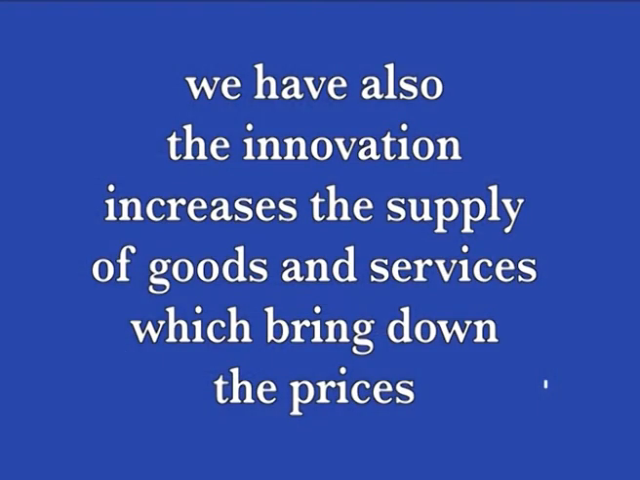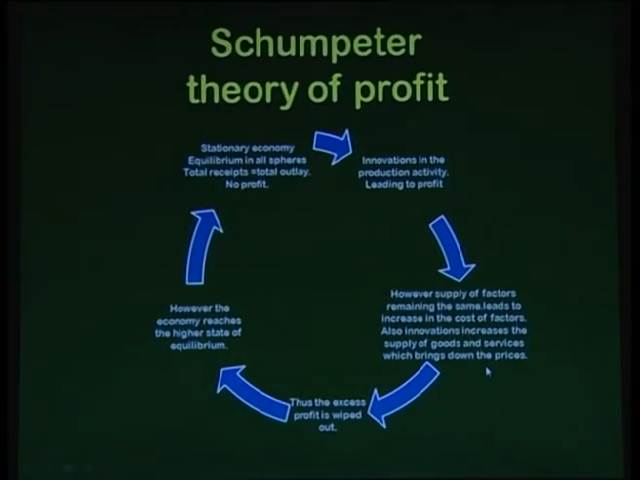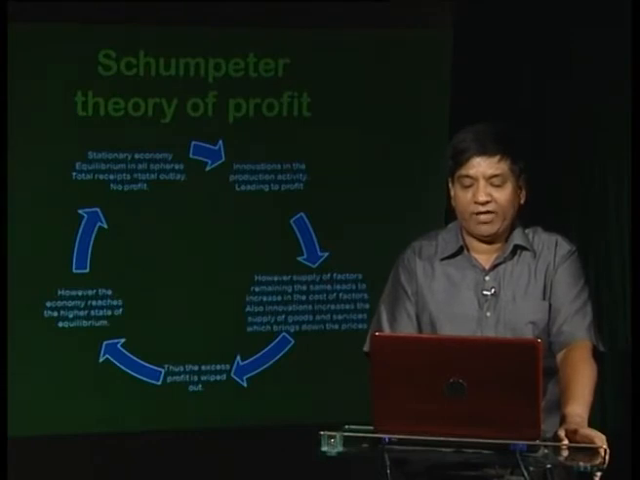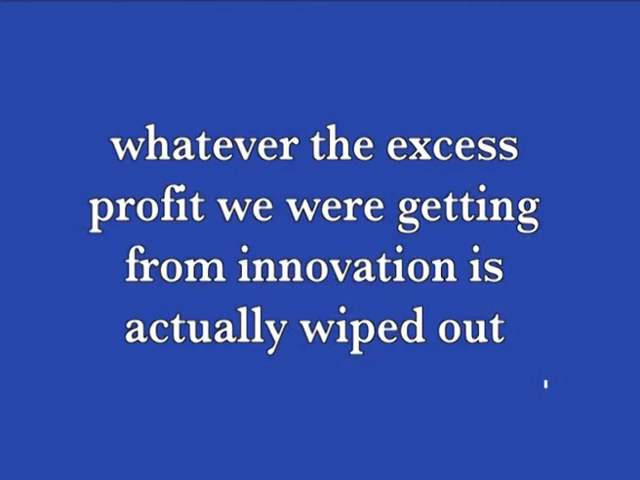Similarly, innovation also increases the supply of goods and services, which brings down the prices. Now, this is where the innovations increase the supply of goods and services, and because of which the prices go down. So, what is happening is that on the one hand the cost of production is increasing, on the other hand if the supply of goods increases in the market, then because of the competition the prices charged by the businesses are less, as a result of which the profits are not increasing, and because of this whatever the excess profit we were getting from innovation is actually wiped out.